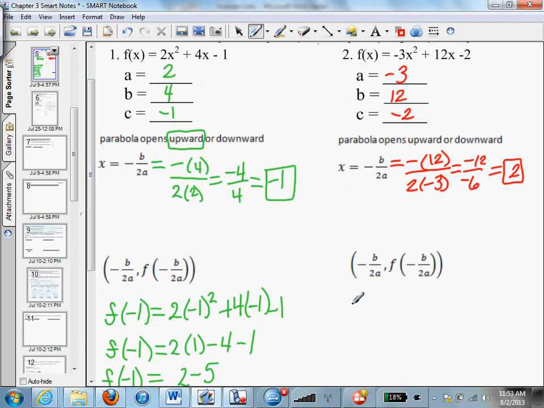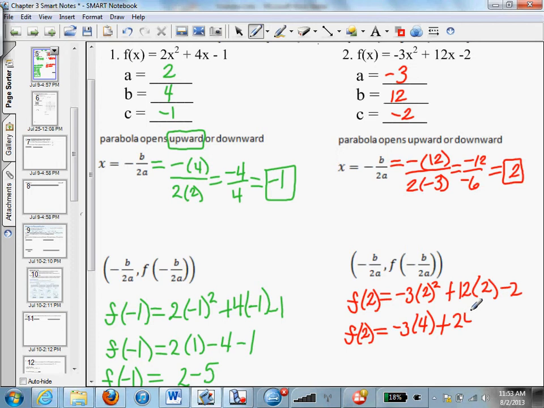So now let's take our function and plug in what we got for x, which was 2. So every x that appears in the original function we'll replace with a 2. So we have negative 3, replace x with a 2, squared, plus 12, replace that x with a 2, minus 2. Let's go through and simplify. We have f of 2 equals negative 3 times 2 squared is 4, plus 2 times 12 is 24, minus 2.